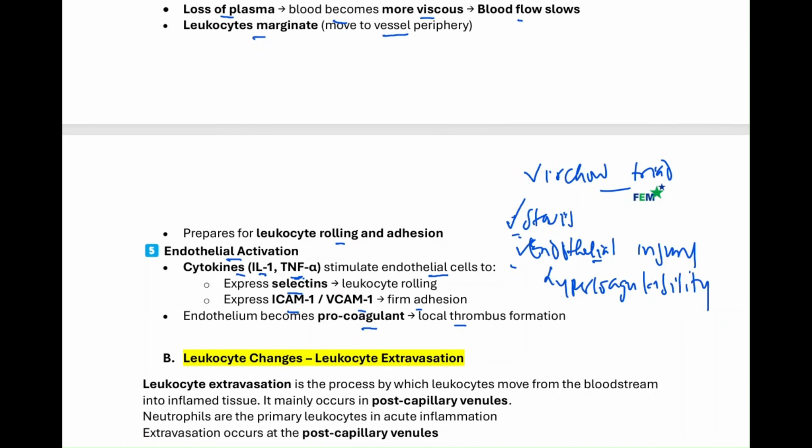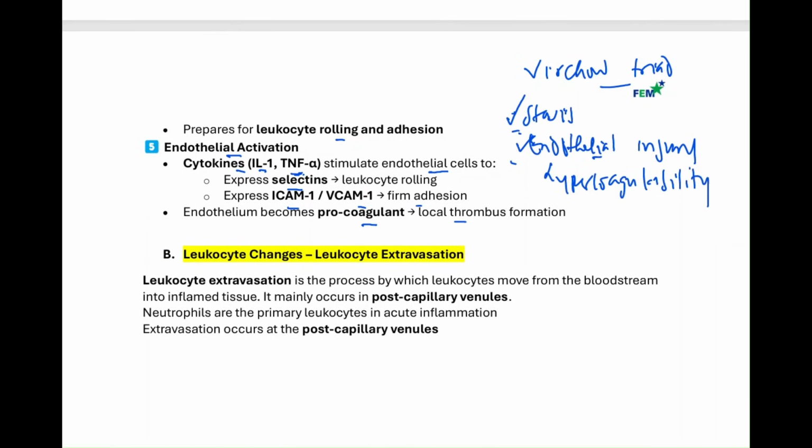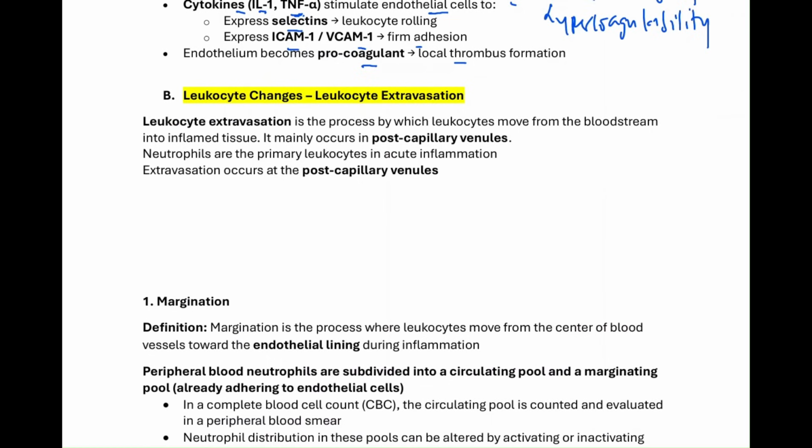But now we're going to focus on leukocyte changes. And this leukocyte change is also leukocyte extravasation. And what's leukocyte extravasation? Extravasation means leaving the blood vessel. So this is the process by which leukocytes move from the bloodstream into the inflamed tissue. And it mainly occurs in the post-capillary venules, that same location we mentioned earlier. Neutrophils are the primary leukocytes in acute inflammation, and that extravasation occurs at the post-capillary venules.